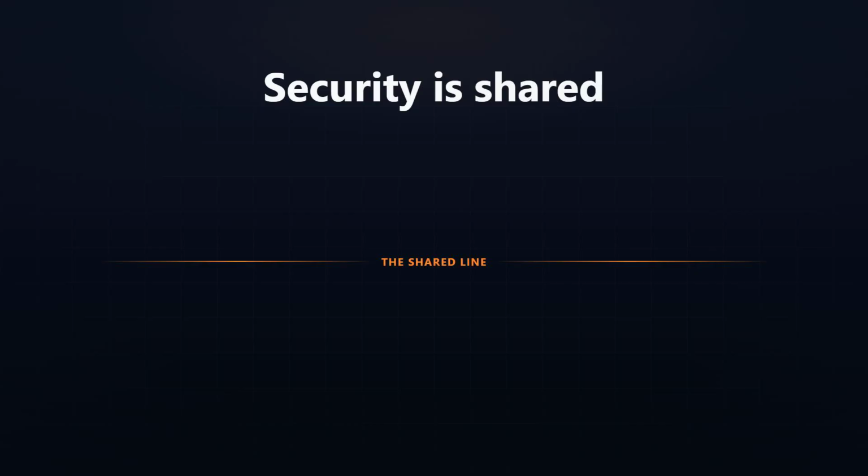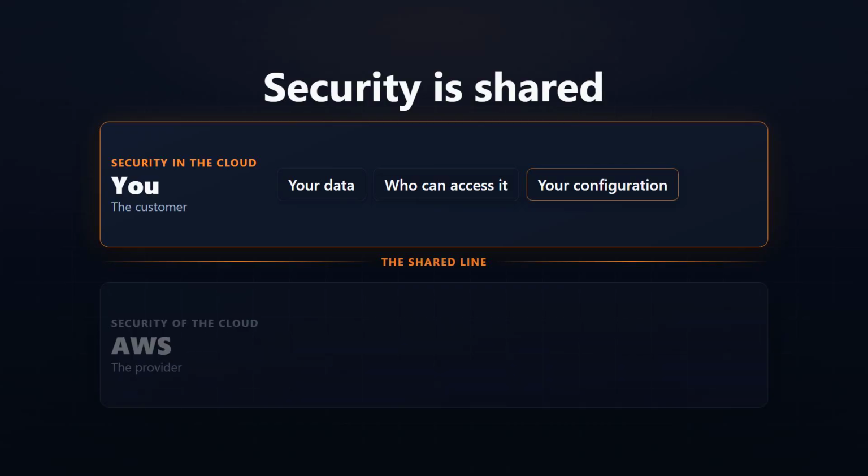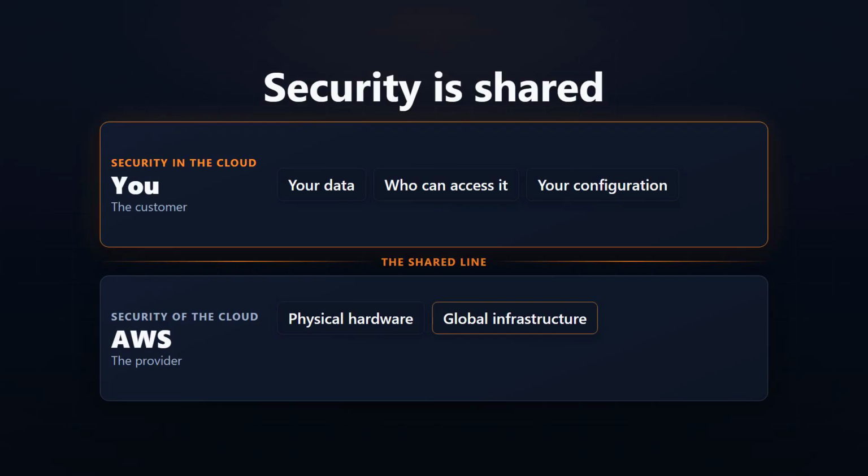Here's the whole model in one picture. Security in the cloud is shared between two parties. You, the customer, are responsible for security in the cloud. That means your data, who is allowed to access it, and how you configure the services you switch on. AWS is responsible for security of the cloud itself, the physical hardware, the global infrastructure of regions and zones, and the software that runs the managed services. Neither side covers the other, and security only holds when both do their part.